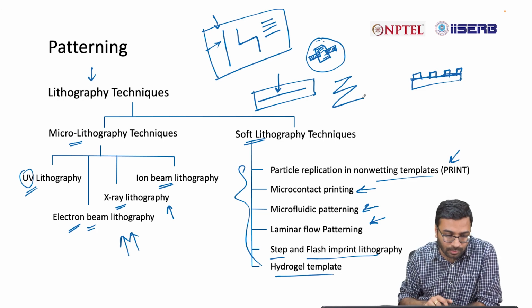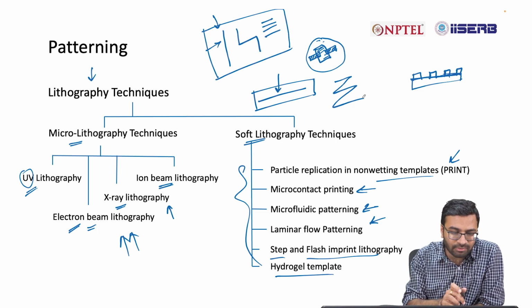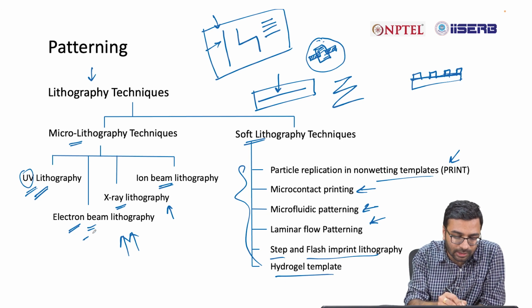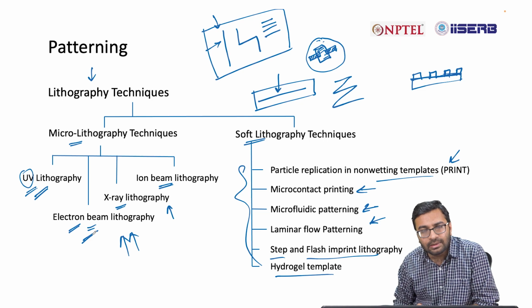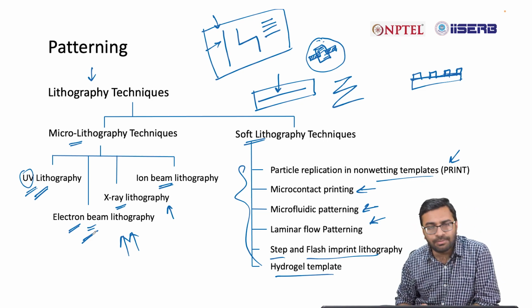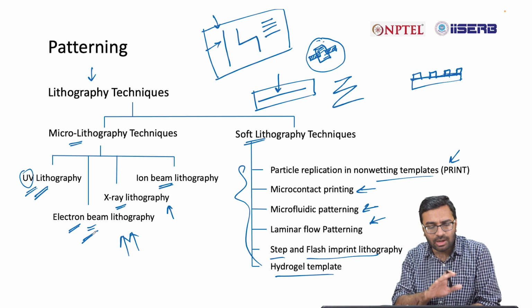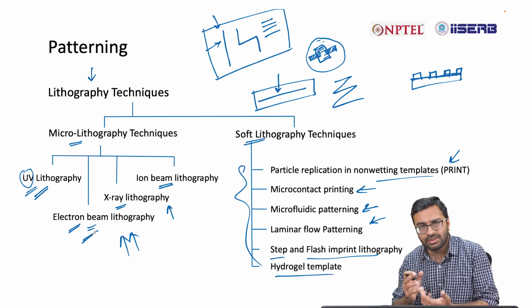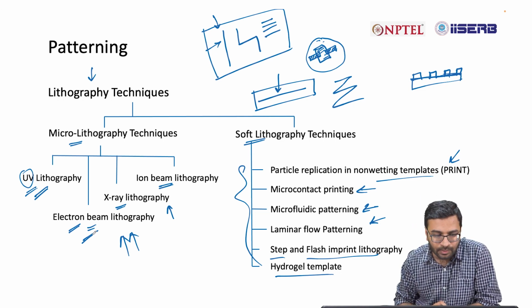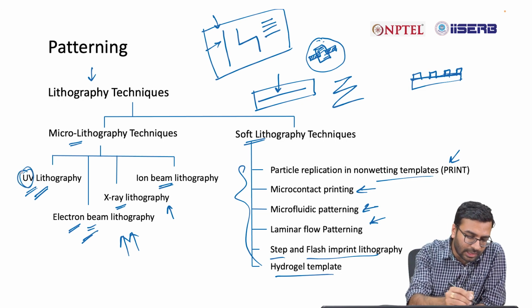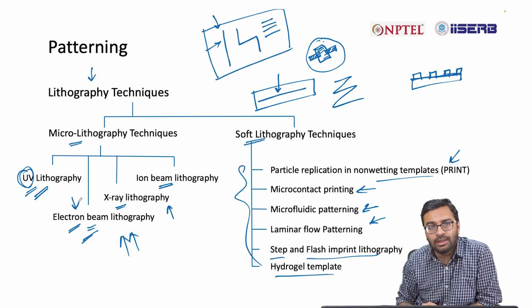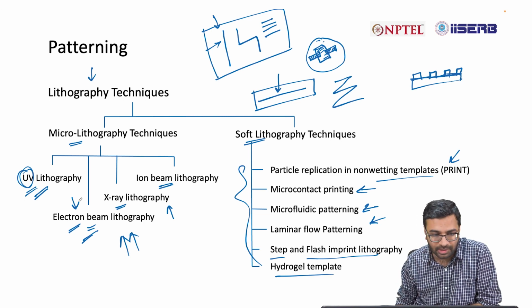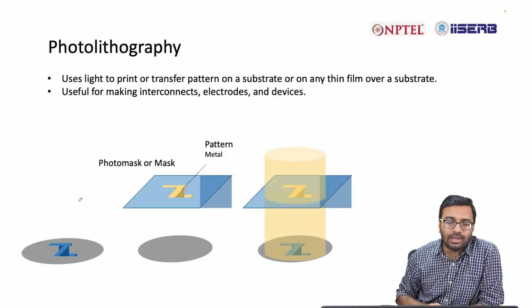So, in this lecture we will see what is UV lithography and electron beam lithography. Other lithography techniques are also similar, and once you study these two types, you will understand more or less the working principle of the other lithographies as well. So, UV lithography and E-beam lithography are the ones that are usually used in different device fabrication and sensor fabrication. So, let us start with photolithography.